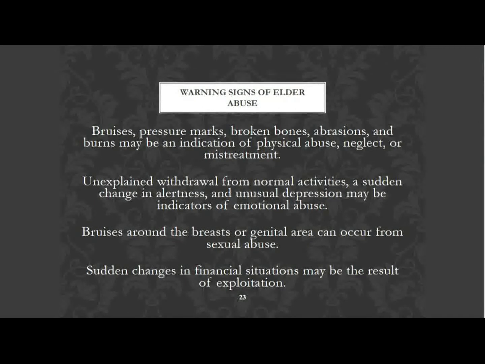A sudden change in alertness and unusual depression may be indicators of emotional abuse. Bruises around the breast or genital area can occur from sexual abuse. Sudden changes in financial situation may be a result of exploitation. So when you are caring for the people that you deal with, I'm referring to you because you are the group that we're dealing with, these are some of the things that you can look out for.